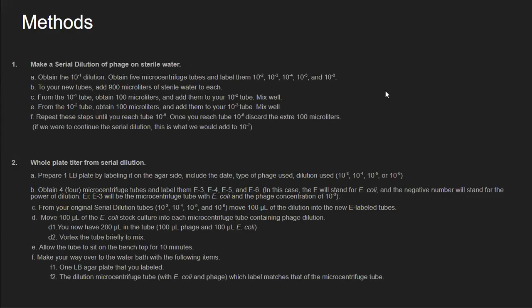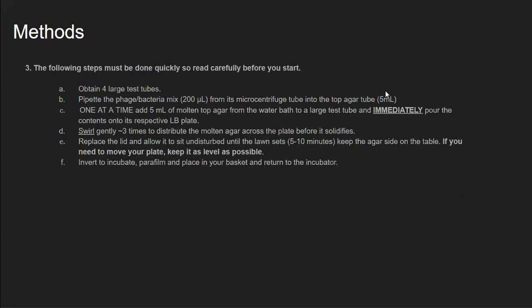Make your way over to the water bath with the following items: 1 LB agar plate that you labeled, and the dilution microcentrifuge tube with E. coli and phage, which label matches that of the microcentrifuge tube. The following steps must be done quickly, so read carefully before you start. Obtain 4 large test tubes. Pipette the phage-bacteria mix, 200 microliters from its microcentrifuge tube, into the top agar tube, 5 milliliters.